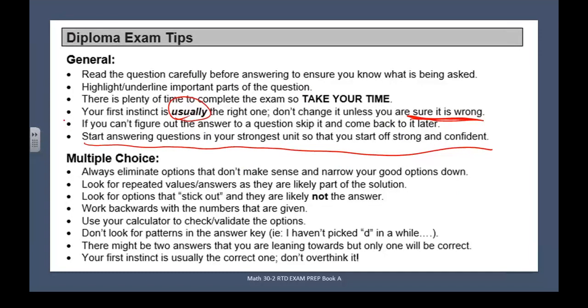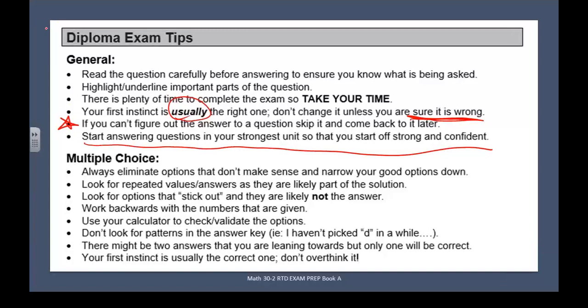This one here is really important. If you don't know the answer within the first minute or so of doing a question, skip it and move on to the next one. Don't spend all your time on one question if you can't get it, because you're going to start to make the same kind of mistake over and over. Sometimes it's best to walk away and then come back to the question later.